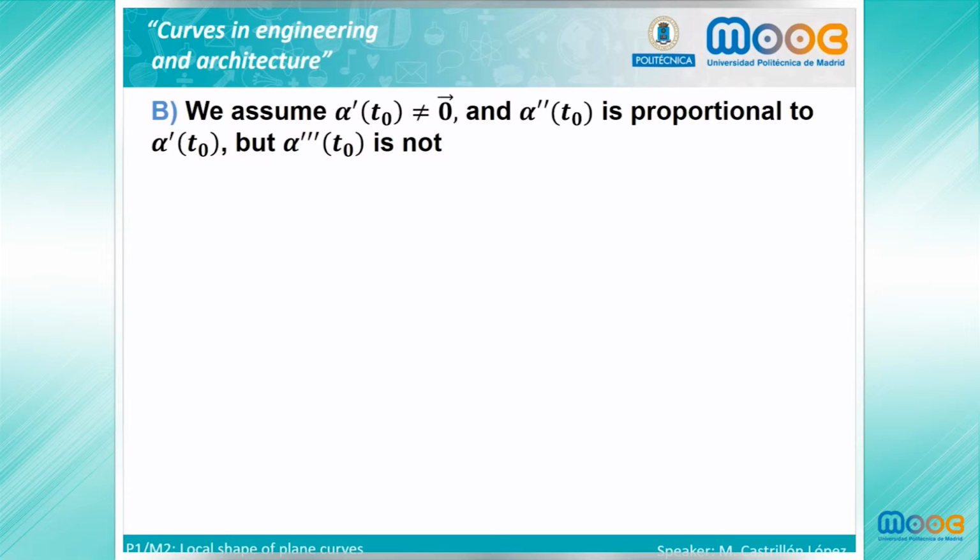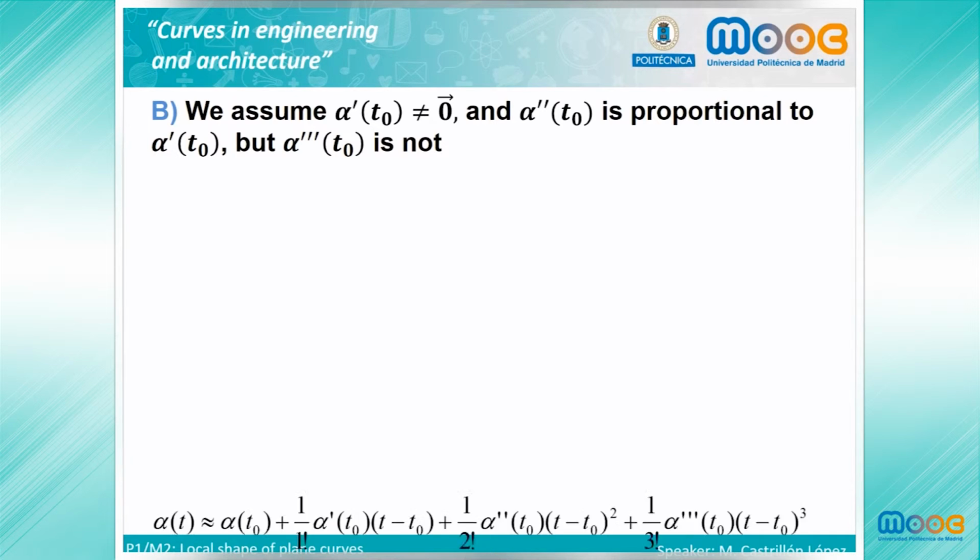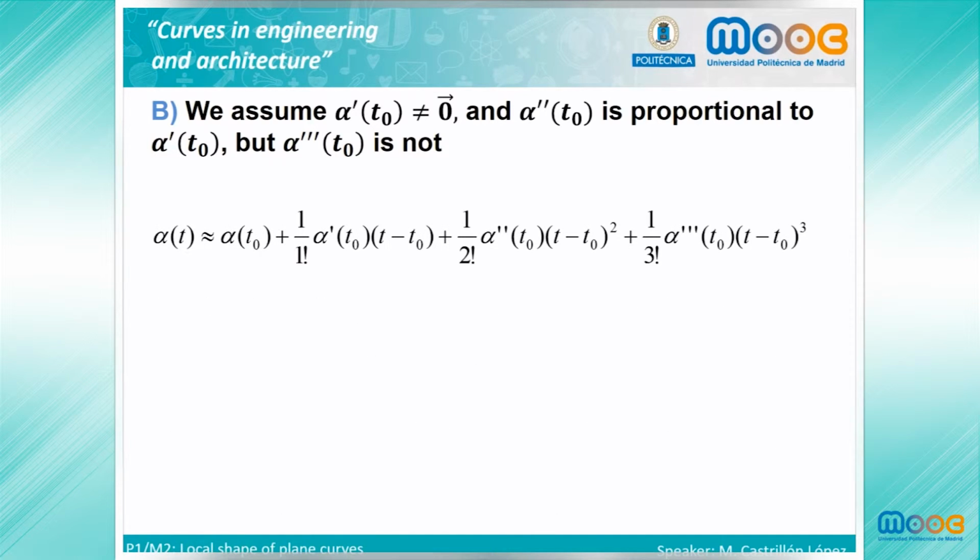The second case, we still assume that the first derivative doesn't vanish, that is, we have a regular point, but now the second derivative is proportional to that first derivative, or even 0, but the third derivative is not. In that case, we consider the Taylor expansion up to order 3, but we can drop the second derivative term because it's proportional to the first one, and (t minus t0) squared is much smaller than t minus t0 when t is close to t0.